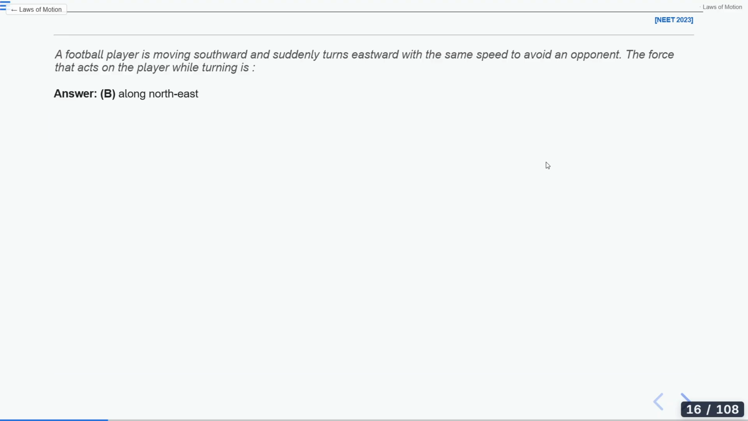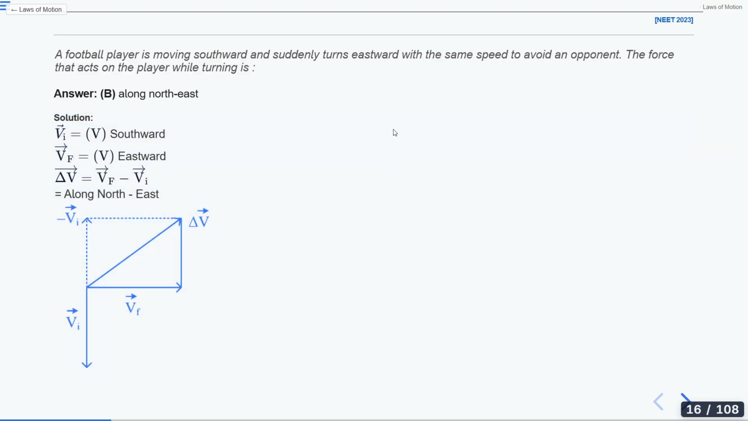So the answer is B. Now let's look at the solution. The question was saying that there is a footballer moving in the southward direction. The southward direction is downwards, and towards the right we have the east direction. This direction is the eastward direction.